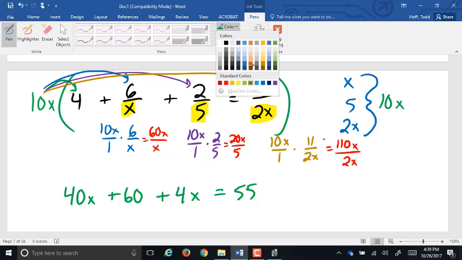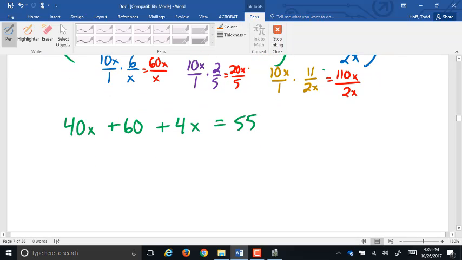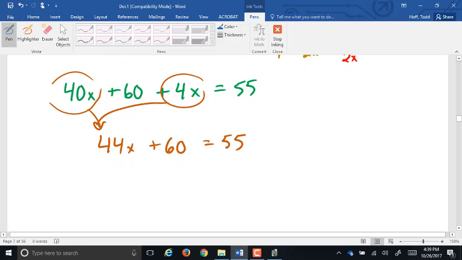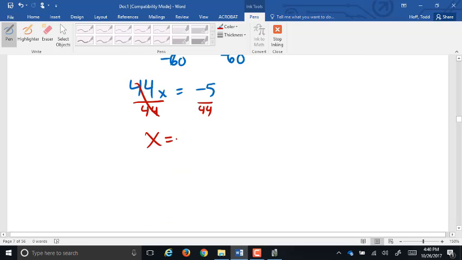What's our next step here? 40x and 4x make 44x. Plus 60 equals 55. And then we subtract 60. 44x equals a negative 5. And then divide by 44. x equals negative 5/44. We've been getting some pretty ugly answers.